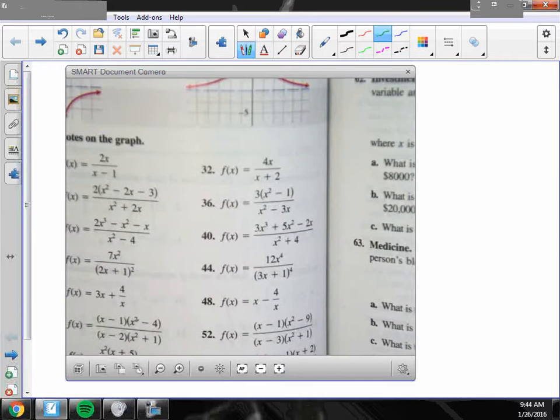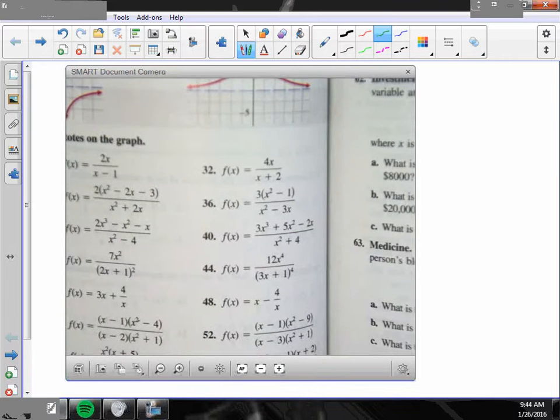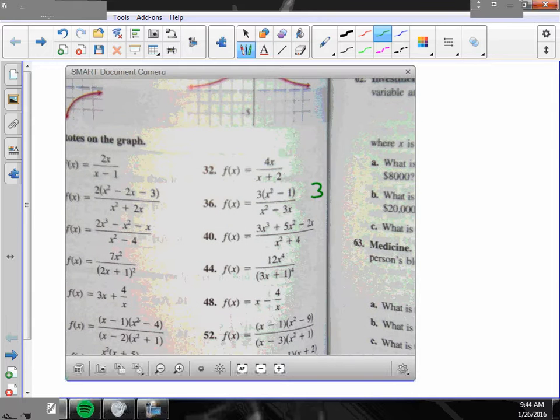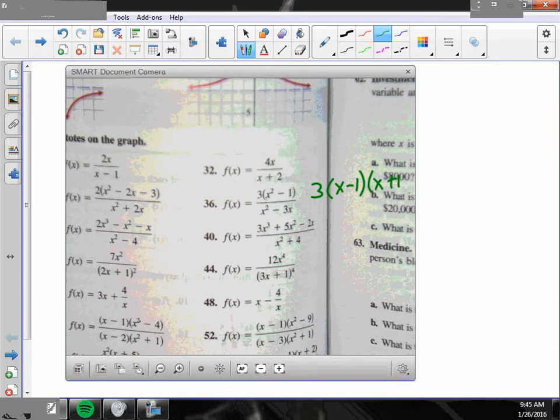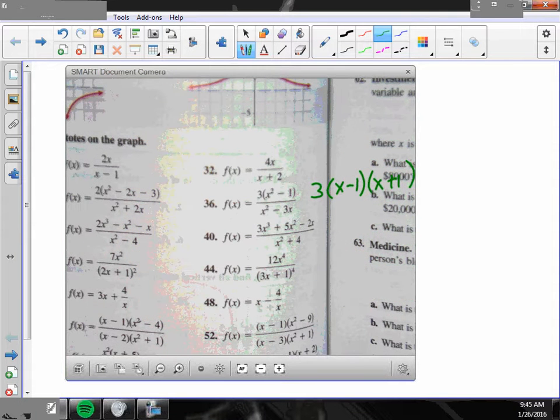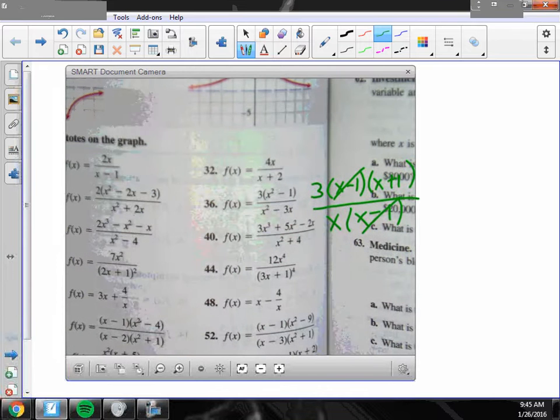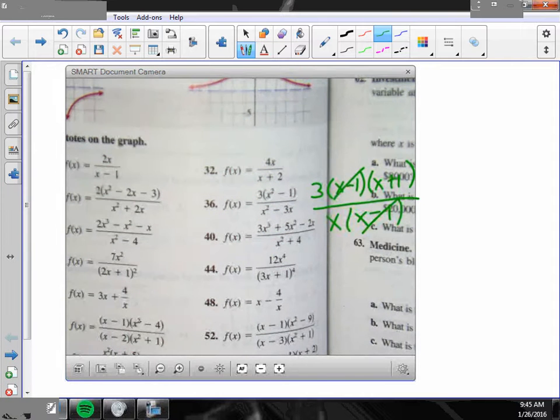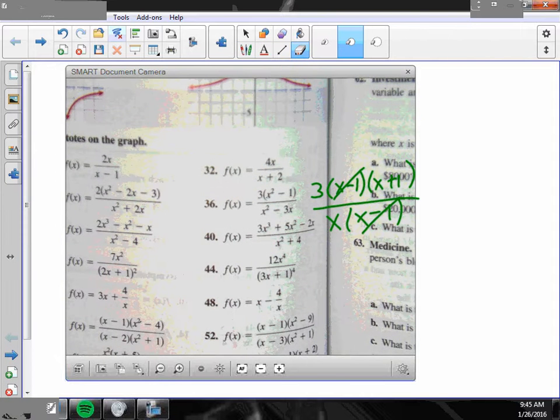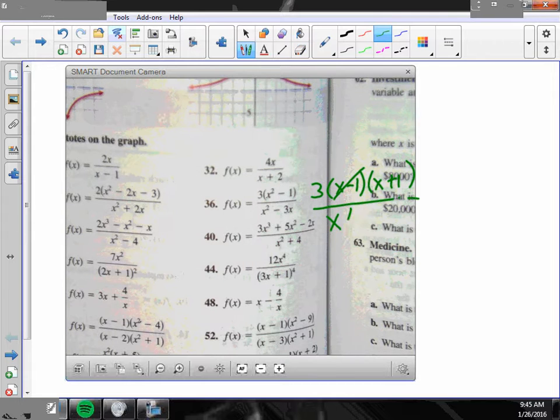So first off, we need to factor the top and factor the bottom. 3 times x minus 1, x plus 1. And on bottom, I'm going to have x times x minus 1. The x minus 1's cancel, which create what on the graph? Oh, x minus 3. Oh, I made it too easy. Okay, sorry. X minus 3, so it doesn't cancel.